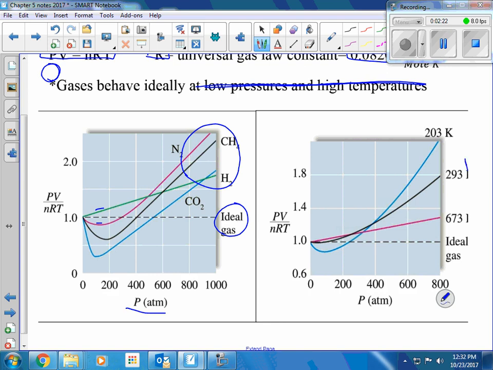This is 293 Kelvin, 673 Kelvin. So this is a diagram of one gas, whatever gas it is, and they have increased the temperatures. And you can see at high temperatures over here at 673 Kelvin that the gas is behaving much more ideally than the other two. So again, it goes to support the idea that gases behave more ideally at low pressures and high temperatures.